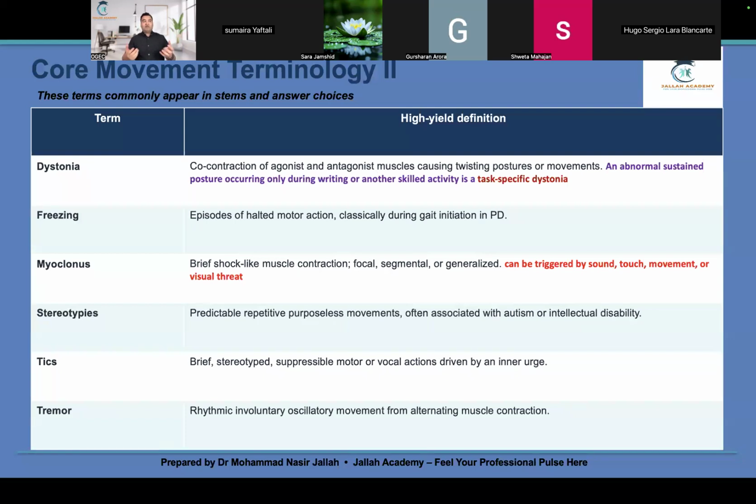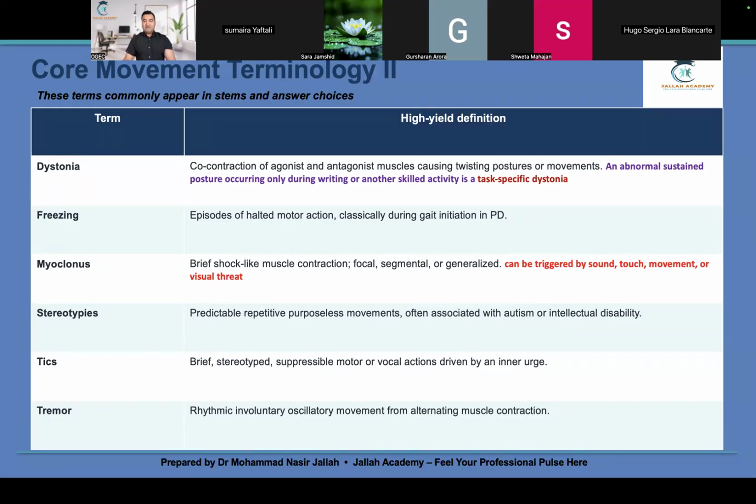And if you ask them, why did you do that? They have no reason for it. It's purposeless movement. And it's more common in two types of condition. One is autistic spectrum disorder, the other is intellectual disability.